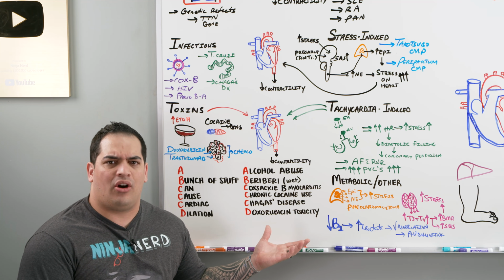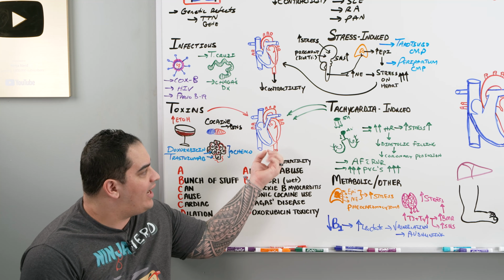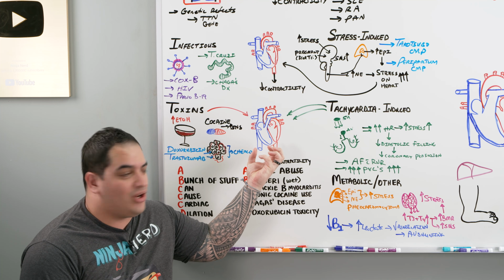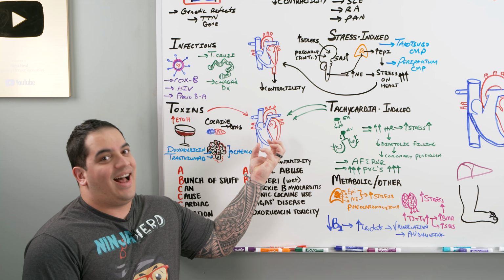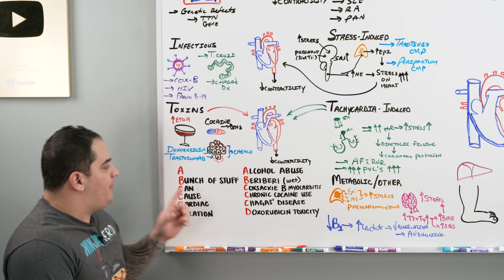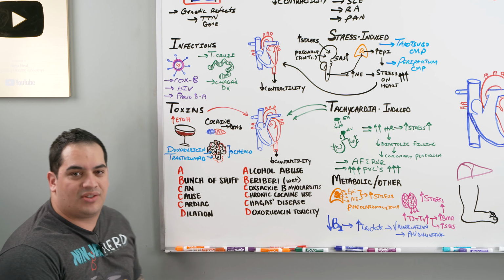We didn't talk about any cardiac dilation yet. With decreased cardiac contractility and decreased cardiac performance, your heart's got to compensate. And it unfortunately compensates in a way we don't like, and it dilates. And I'll explain why later. But what does that mnemonic, a bunch of stuff can cause cardiac dilation, mean?